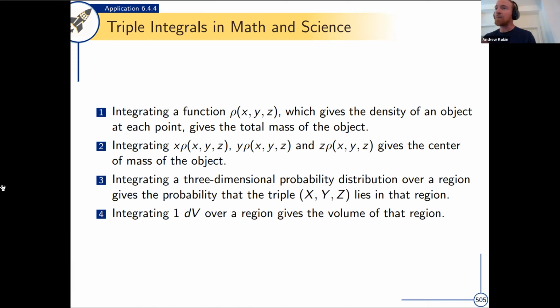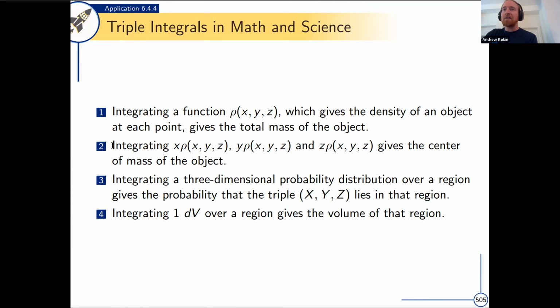See if you can reason through the analog one dimension down, where integrating a density function over a two-dimensional region tells us something about the mass of that two-dimensional region. Mass doesn't quite make sense in 2 dimensions. We really need 3 dimensions to make sense of it, but there's some analog for you to think about there.